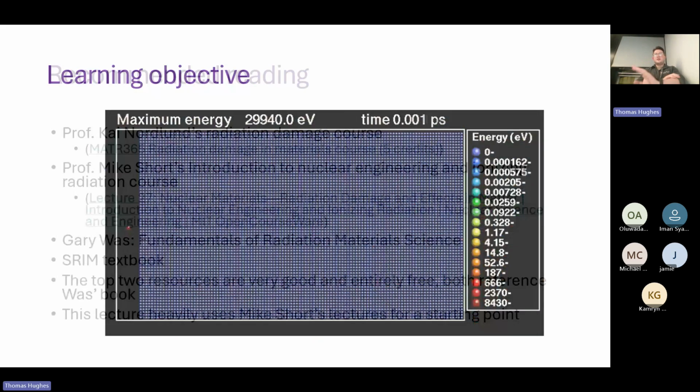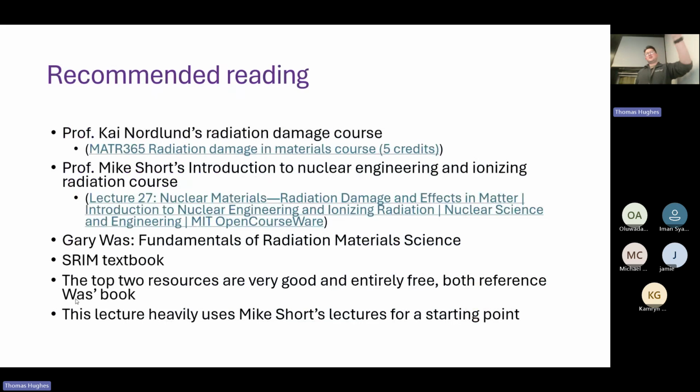So to start, there are 2 free courses online that I fully recommend. Kai Nordlund's radiation damage course, so he made the simulation you just saw in the previous slide. And Professor Mike Short's Introduction to Nuclear Engineering and Ionizing Radiation. Like half of this lecture is heavily based on his notes, partly because he does a very good job of explaining material science to normal engineers. And for a lot of the other stuff, Gary Was's Fundamentals of Radiation Materials Science and the Shrimp textbook might be interesting.